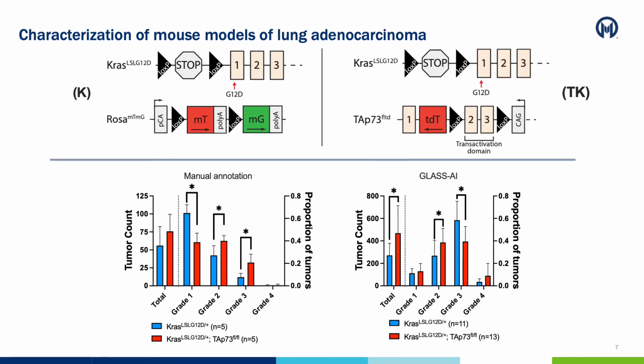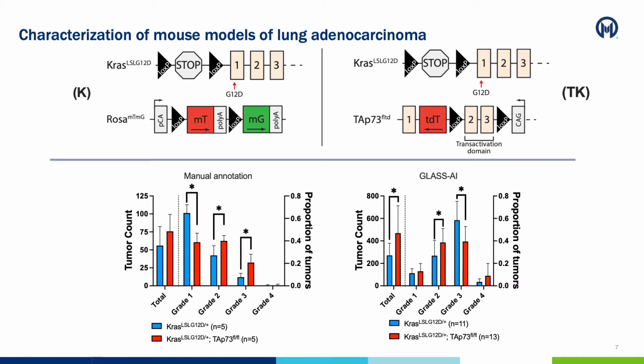As an initial test of GlassI, we analyzed 2 different mouse models of lung adenocarcinoma. The first model, which I'll refer to as K mice, carries an activating mutation in the KRAS oncogene. These K mice are one of the most commonly used models of lung adenocarcinoma and provide a good baseline for the investigation of other mutations. The second model, which I'll refer to as TK mice, has the same KRAS mutation but also includes the deletion of a tumor suppressive isoform of the p53 family member TRP73. While TRP73 is not frequently mutated in lung adenocarcinoma, our lab has previously shown that the loss of TRP73 phenocopies many common p53 mutations that are found in lung cancer.